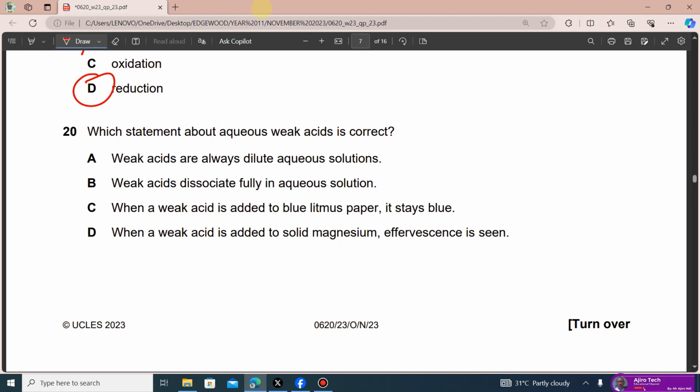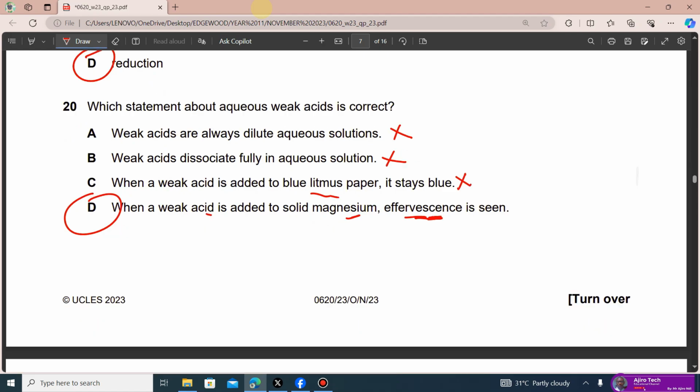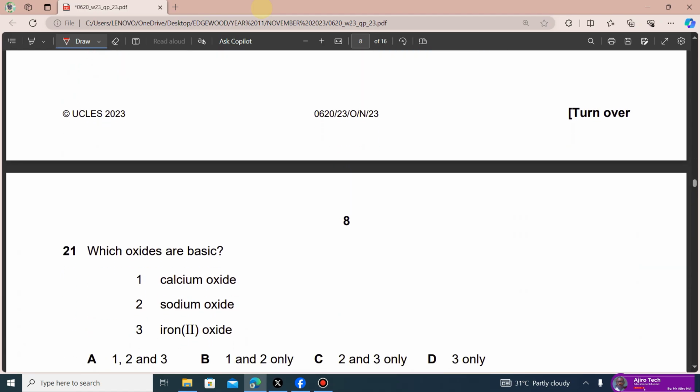Which statement about aqueous weak acids is correct? Now, weak acids are always dilute aqueous solutions. Not always, so this is not correct. Weak acids dissociate fully? Of course, that's the opposite. Strong acids dissociate fully. When a weak acid is added to blue litmus paper, it stays blue? No, because to demonstrate acidity, the blue litmus paper turns red, whether weak or strong. When a weak acid is added to magnesium, effervescence is seen. This is the correct answer because magnesium displaces the hydrogen in the weak acid, and that gas is hydrogen, giving off effervescence.